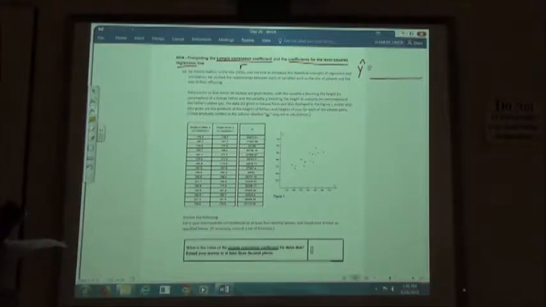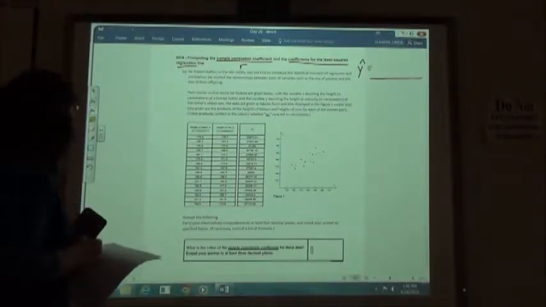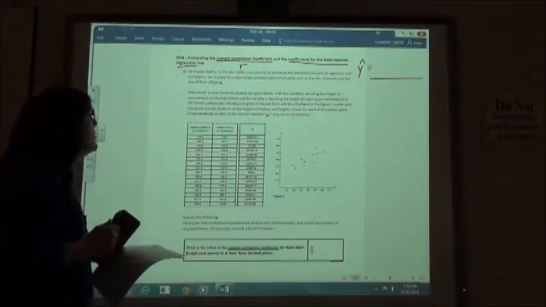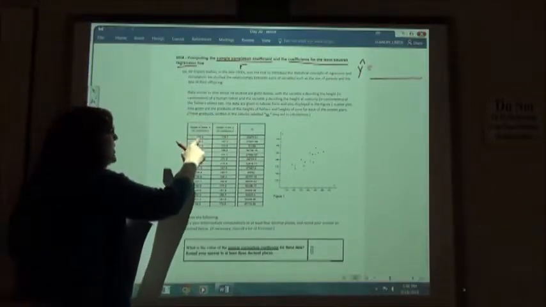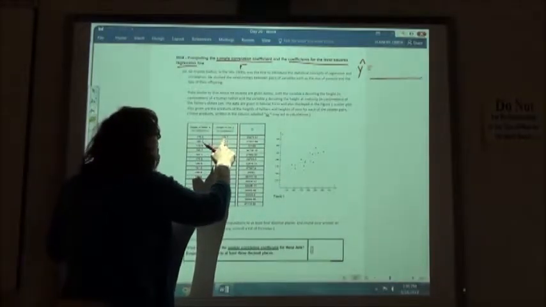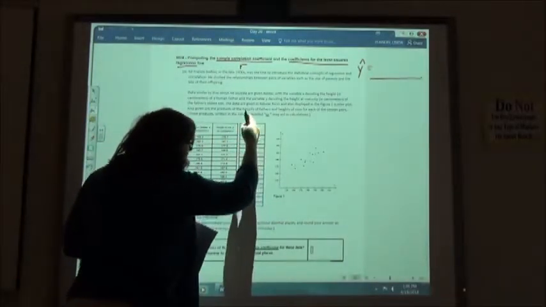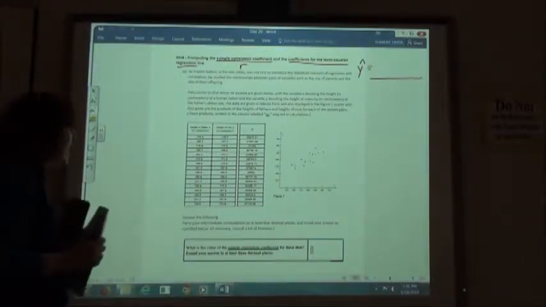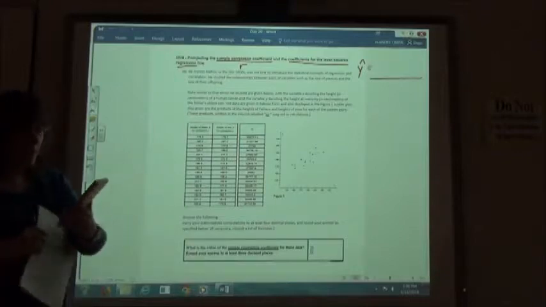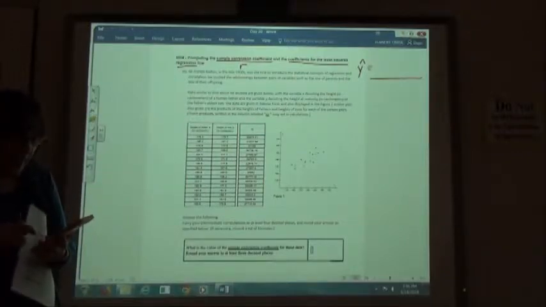Also given are the products of the heights of the fathers and the heights of the sons for each of the 16 pairs. These products, written in the column labeled XY, may aid in your calculation. They will, because you need to have them. So they're not going to make you take the 175.3 times the 176.7. They already did that for you. However, you do need some data from this table. So we are going to use our calculator in order to figure out that data.